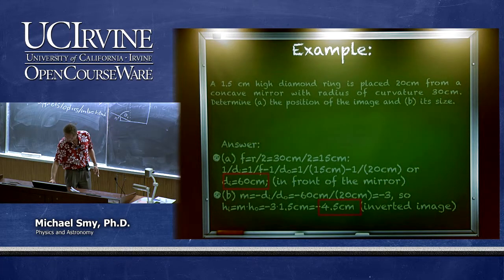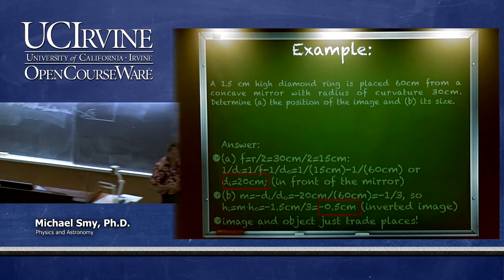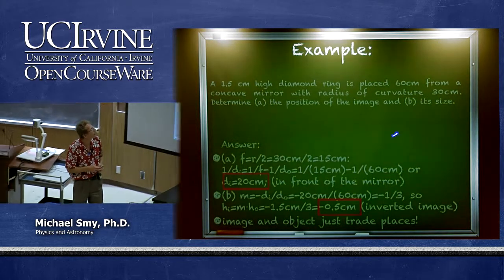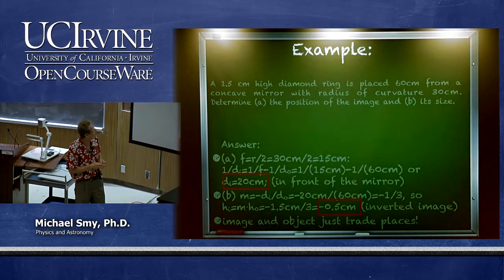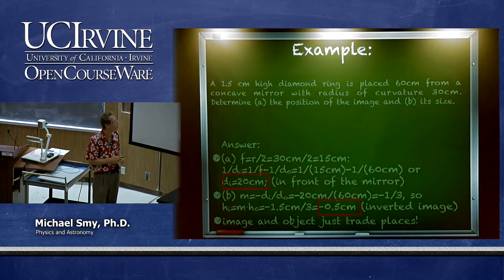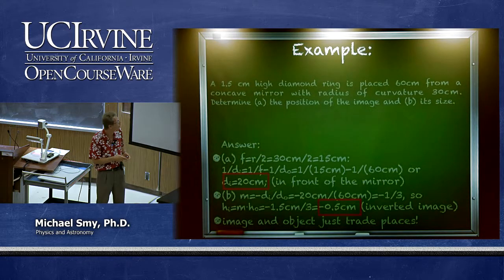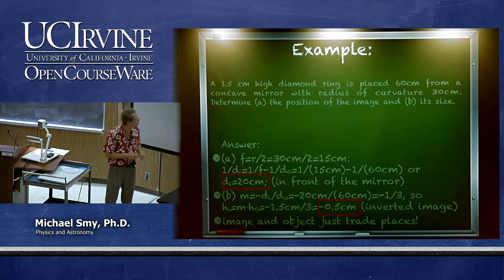And just out of curiosity, what happens if we change this problem, and instead place the object at 60 centimeters, which was the image distance of the previous problem? The equations are exactly the same. Now we take the difference of 1 over 15 centimeters minus 1 over 60 centimeters. We get as an image distance the distance where the object was before. So if you place an object at its image, then you will find an image where the object was originally. And that is because light rays are reversible.